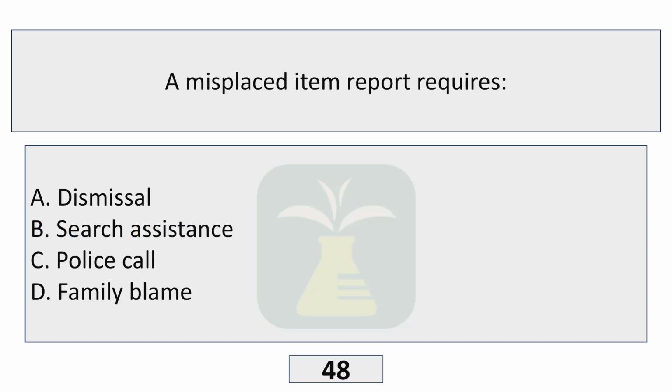A misplaced item report requires A. Dismissal. B. Search assistance. C. Police call. D. Family blame. Correct answer, B. Search assistance. Memory impairment may cause confusion, assist in locating items.